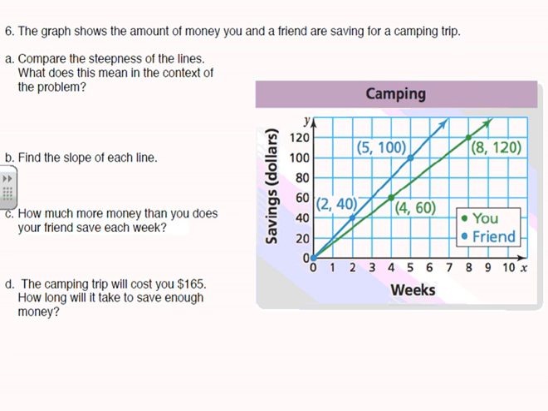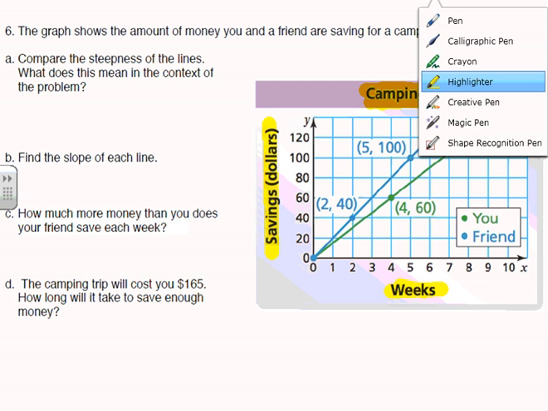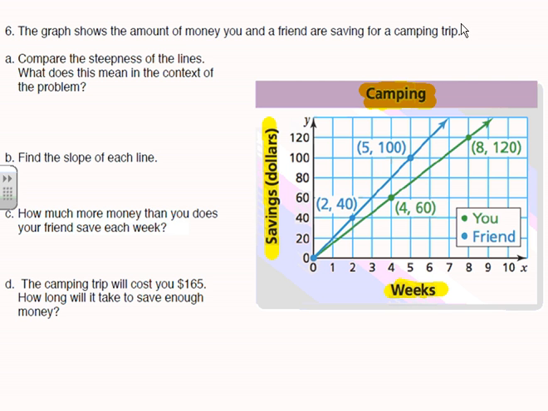So we know that this is a problem about camping, and we're graphing our savings over a certain number of weeks. All right, so the blue line, your friend's line, is steeper. So because we're talking about how much you save per week, that means that your friend will save more money per week than the amount that you will save.